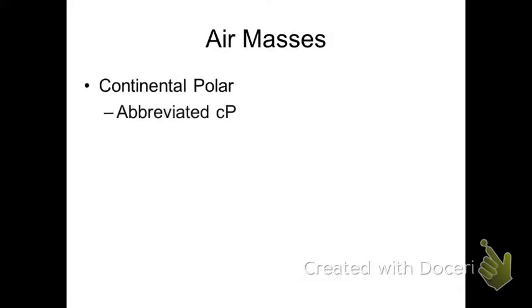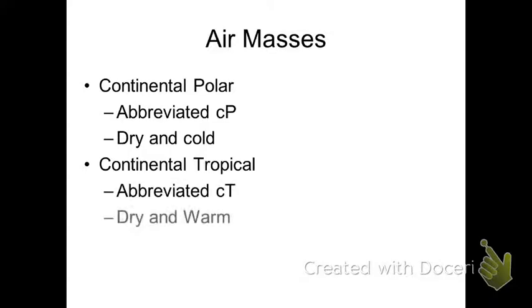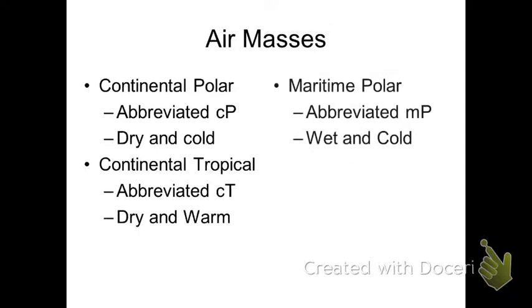Continental polar, abbreviated lowercase c, capital P. Don't ask me why, I don't know. Dry and cold. Continental polar, dry and cold. These can originate over central Canada. Continental tropical, lowercase c, capital T. These are dry and warm. These will come over the desert regions, the desert southwest, like New Mexico and Arizona.